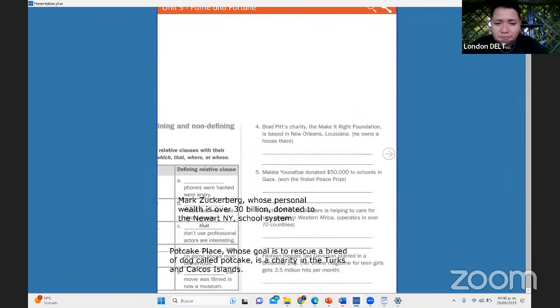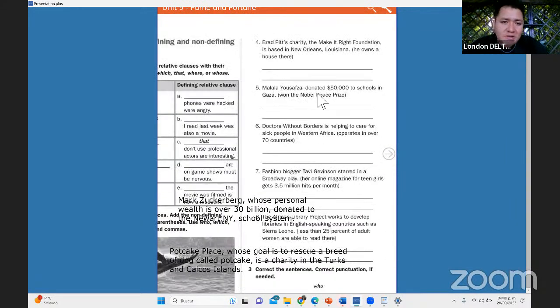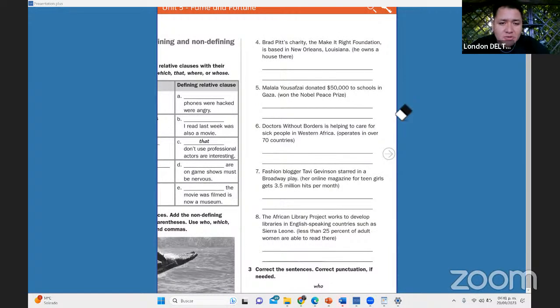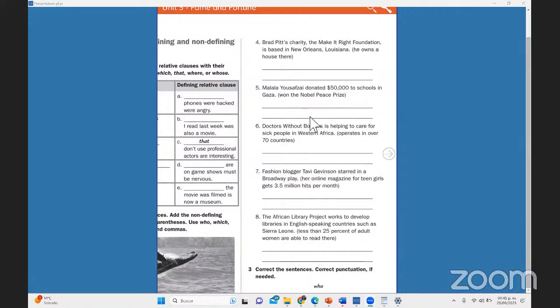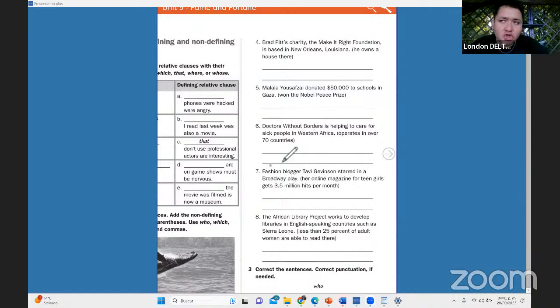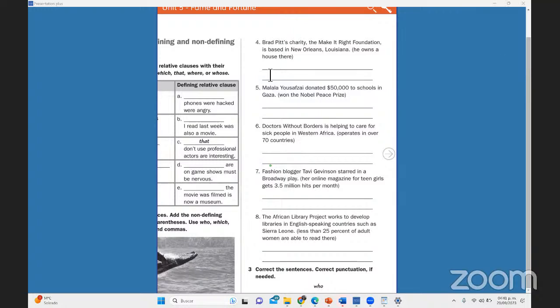Okay. Very well. So we can continue like this, right? These are the relative clauses. We could continue practicing. Let's do the next one. I would like to ask Heidi, please help us with number 4. You read number 4 and you make also the relative clause. Okay, teacher. Is the pronunciation of charity correct? Yes, you say charity. Brad Pitt's charity, the Make It Right Foundation, is based in New Orleans, Louisiana.